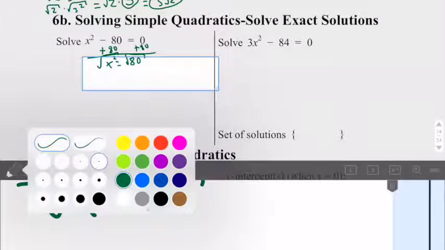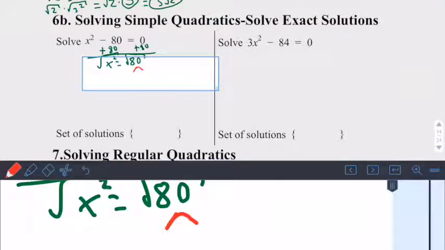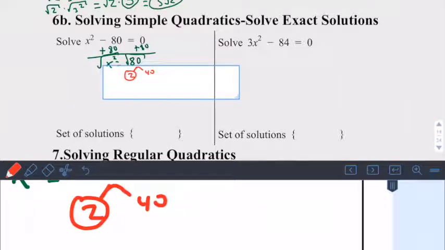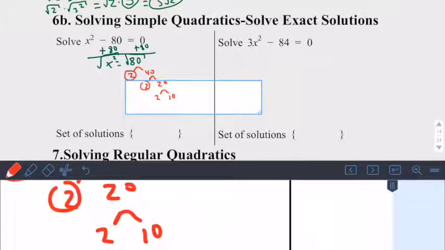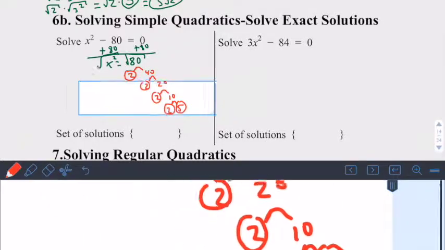So I'm going to break down 80 into 2 times 40. Well, 2 is a prime. 40 I could break into 2 and 20. 20 I could break into 2 and 10. 10 I could break into 2 and 5. There are all my primes.